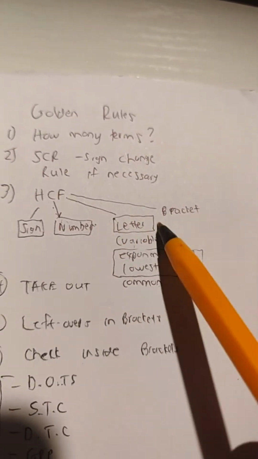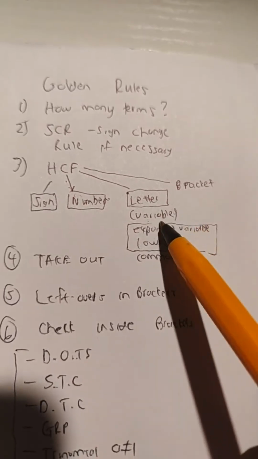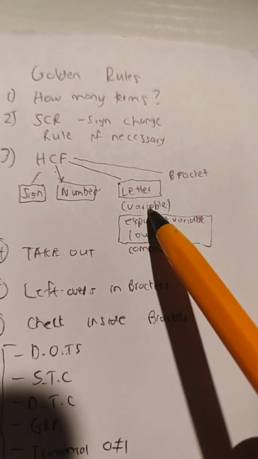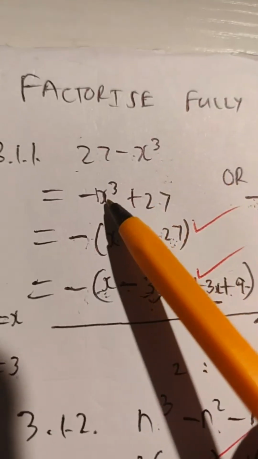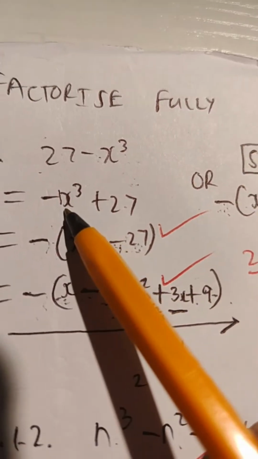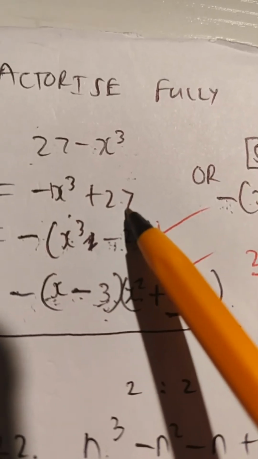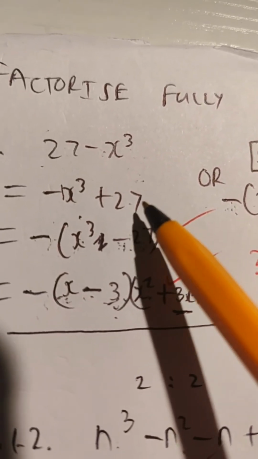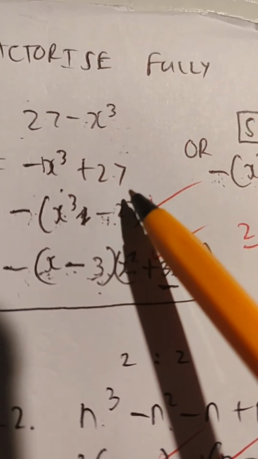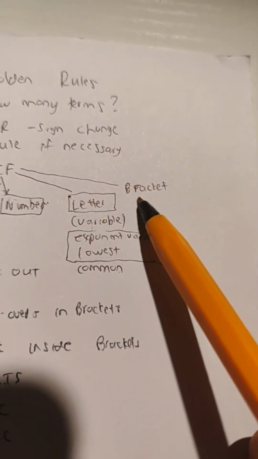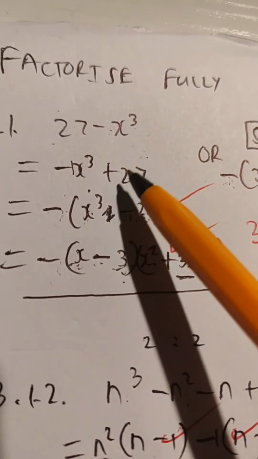3, is there a highest common factor variable? In other words, is there a common variable for the terms, or a common letter for the 2 terms, that has the lowest exponent? Is there a letter that is common? x cubed is here. That is the only term that has a letter. This term does not have a letter, so we don't have a highest common factor letter, a common variable with the lowest exponent, so we don't take that out. Then lastly, we ask, is there a common bracket? Well, for these 2 terms, there isn't. So that means the only highest common factor is negative 1.